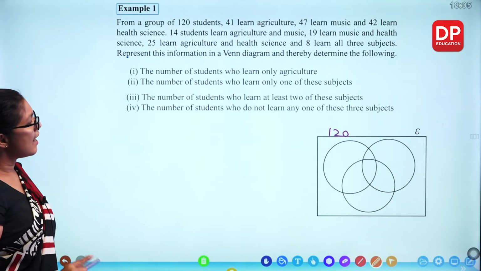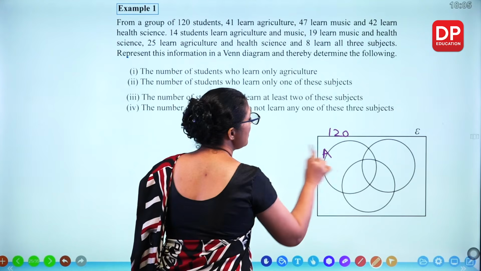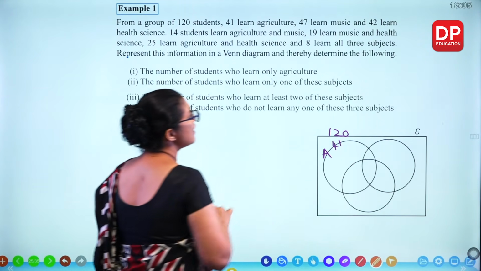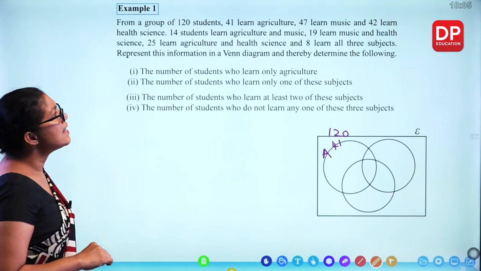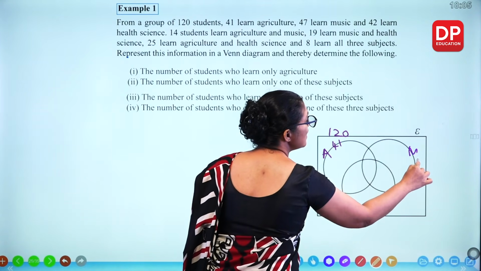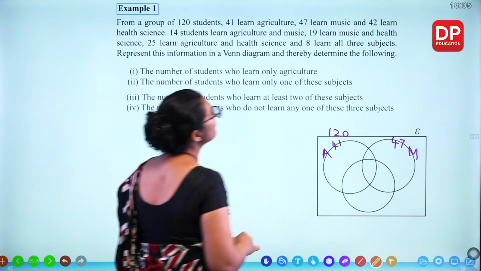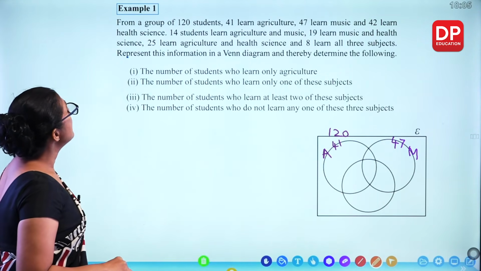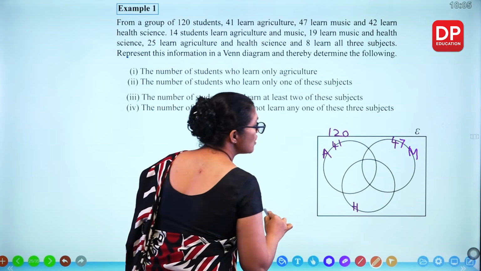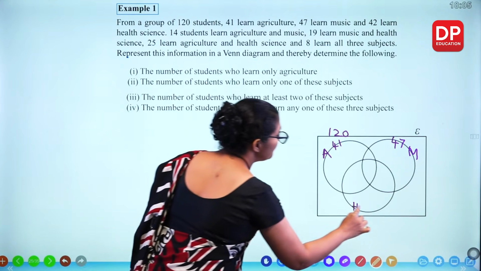41 learn agriculture. So one set should be agriculture. I'll put A, 41. So I'll put 41 here. 47 learn music. I'll take this circle as music, and the value is 47. 42 learn health science. So health science, I'll put H. How many? 42.